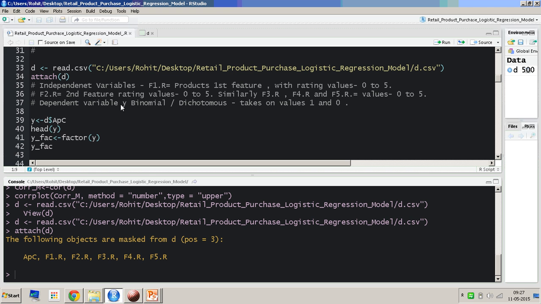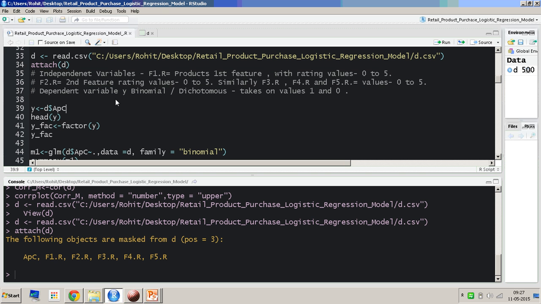Now, the dependent variable is a dichotomous or binomial variable. It takes on two values, that is 1 and 0, and the rest of our variables are categorical variables taking values between 0 and 5. So the Likert scale values are there.